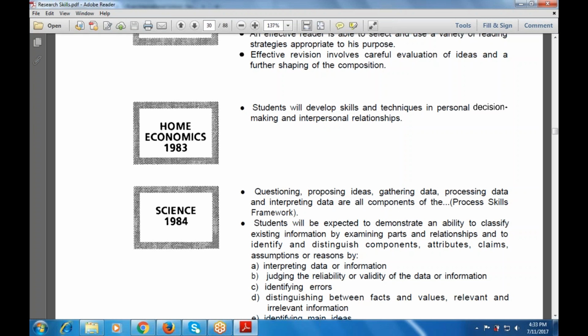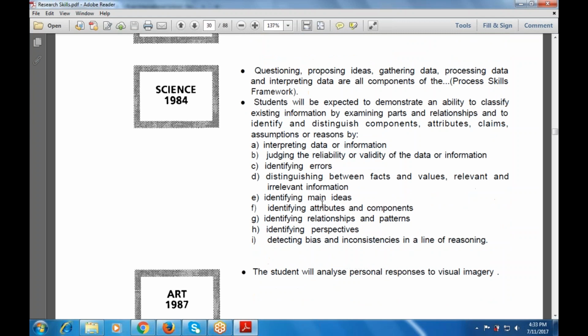Distinguish between the facts and the values, policy and the procedures, relevant and the irrelevant information, then identify the main ideas. What is the main idea behind this, what is the main idea behind that? Then identify the attributes and the components, relationships and the patterns, identify the perspectives: what's your perspective, what's your thought? Then detect the bias and the inconsistency in the line of reasoning. And the student will also analyze the personal responses to the visual imagery.